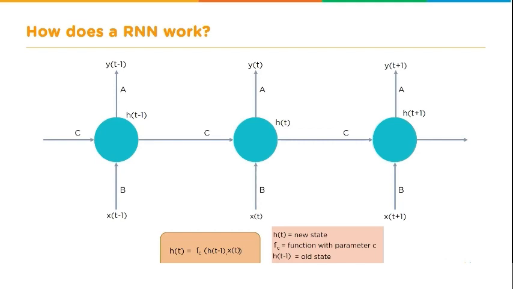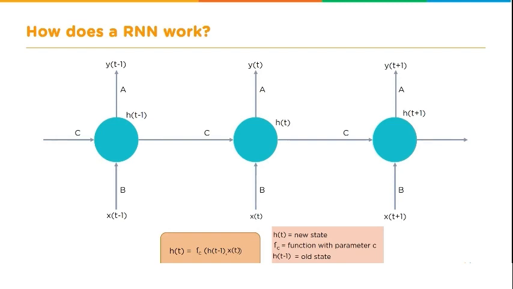They're not necessarily the same value because H can be its own thing. And usually we draw this or we represent it as a function. H of T equals a function of C, where H of T minus 1, that's the last H output, and X of T going in. So it's the last output of H combined with the new input of X, where HT is the new state, FC is a function with the parameters C, that's a common way of denoting it. HT minus 1 is the old state coming out, and then X of T is an input vector at time step T.